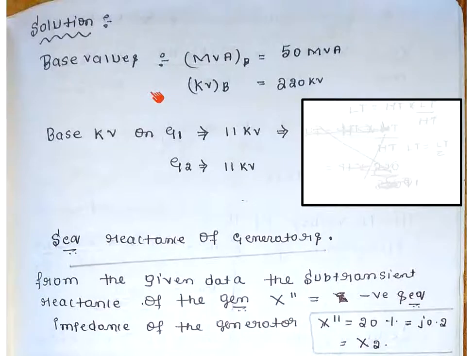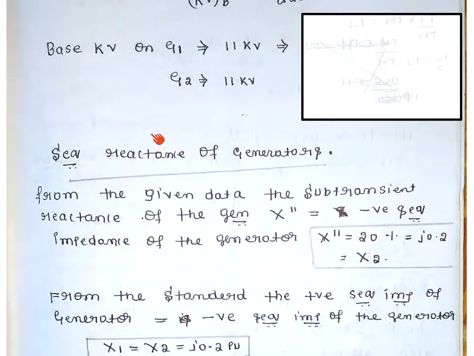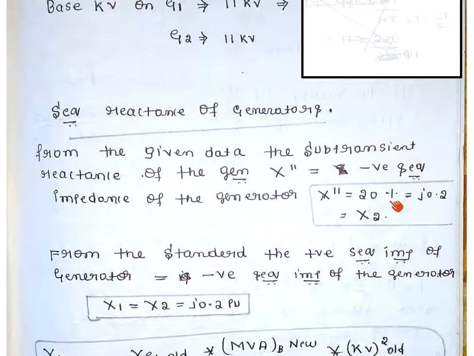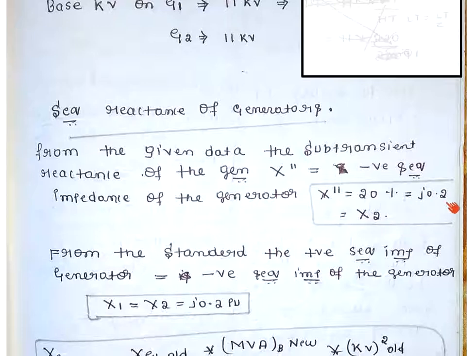Now, the new MVA base is the new base value. Whatever is given in the question is the old base value. Now you need to write the sequence reactances of the generator. From the given data, the subtransient reactance of the generator X double dash is equal to the negative sequence impedance of the generator. That means X double dash equals 20%. It has been given in the question. 20% means j0.2.